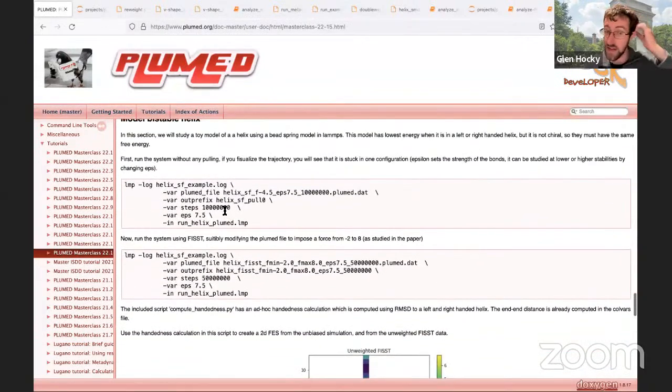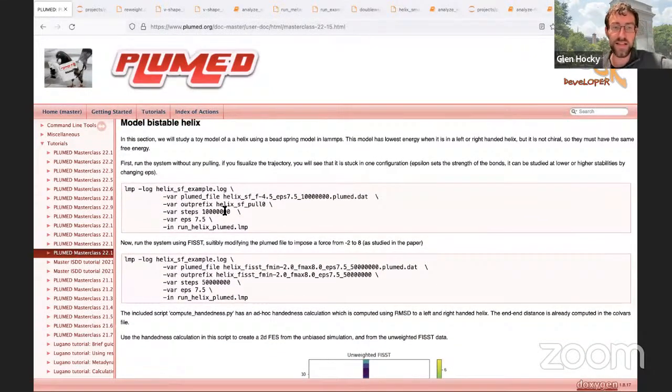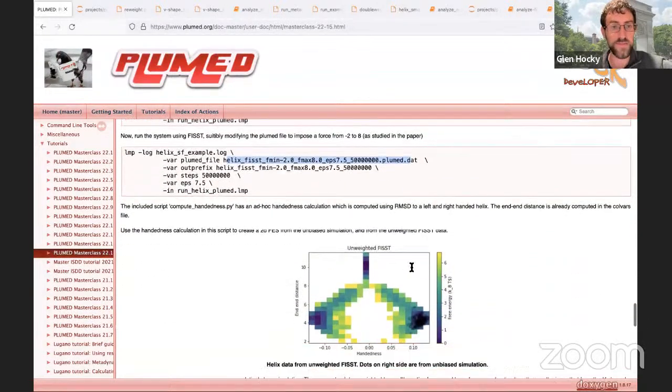The third example is a helix in LAMMPS. I think adding LAMMPS examples to the master classes is kind of new, so maybe this is a good example of that. In this LAMMPS input file, you can set the number of steps to run and the strength of interaction between beads in the helix on the command line. So you can weaken and strengthen this from the command line and run, then you can run various PLUMED files, one of which would be pulling at a certain strength and one of which might be running FISST.